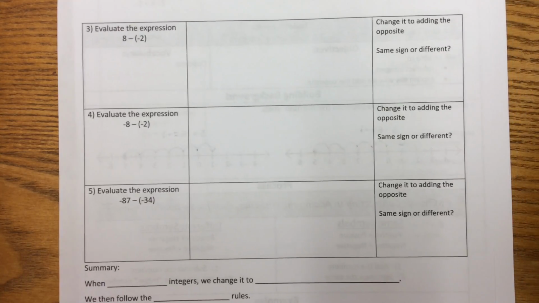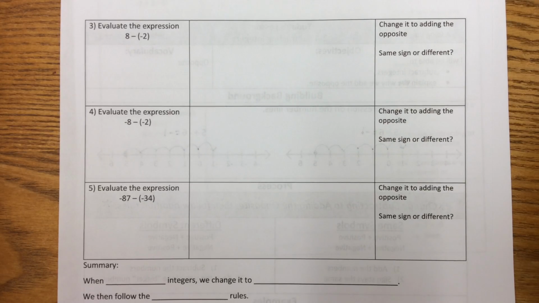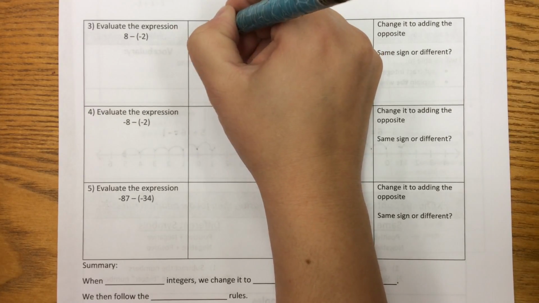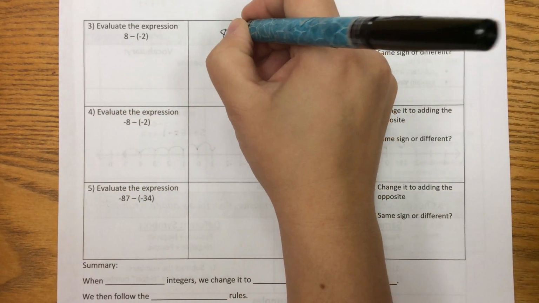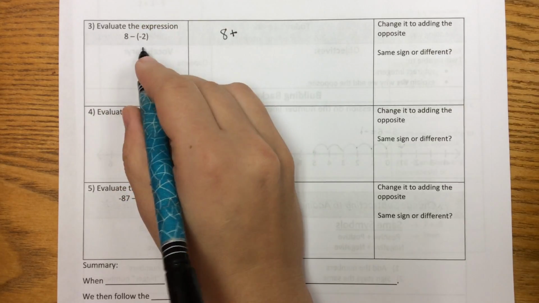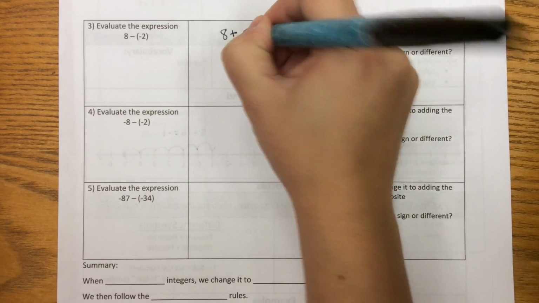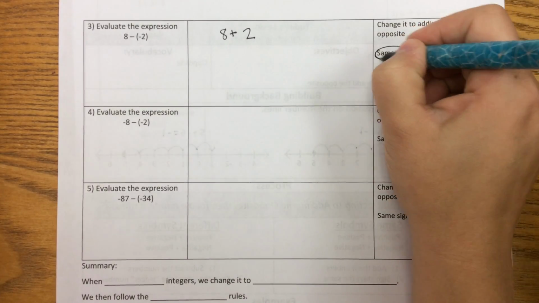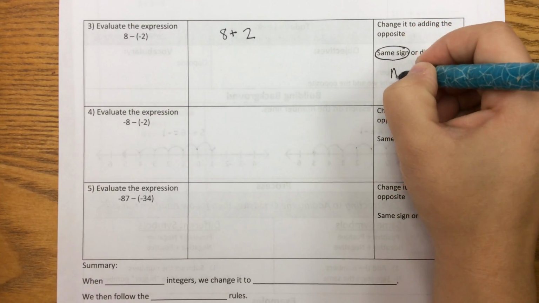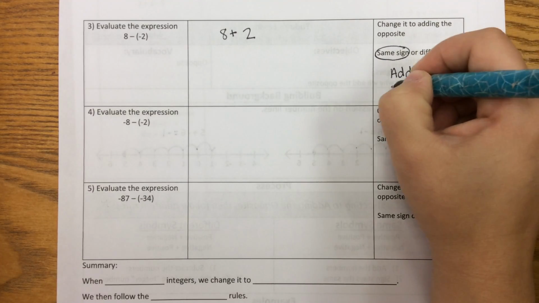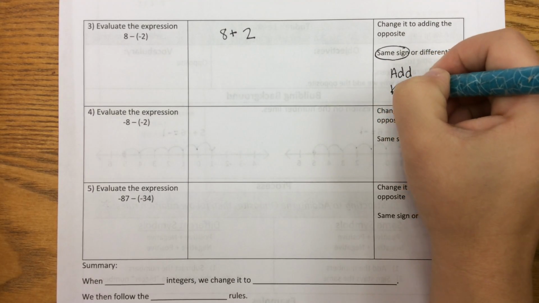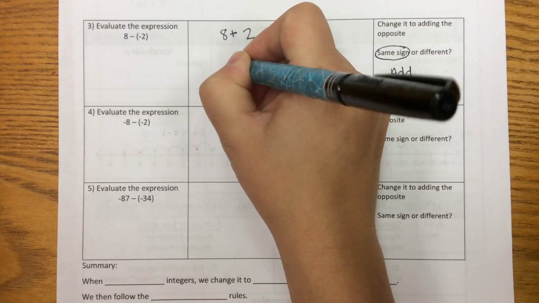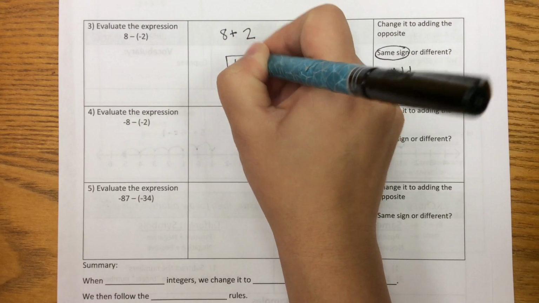It says evaluate the expression 8 minus -2. So we're going to change it to adding the opposite. I have 8, I change the subtracting to adding, and the opposite of -2 is +2. Are they the same sign or different sign? They're the same, so we're going to just add them, and then we keep the sign. Currently they're both positive, so we just keep them positive. So 8 plus 2 is 10. Done.